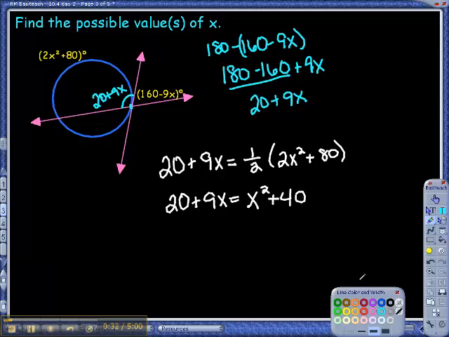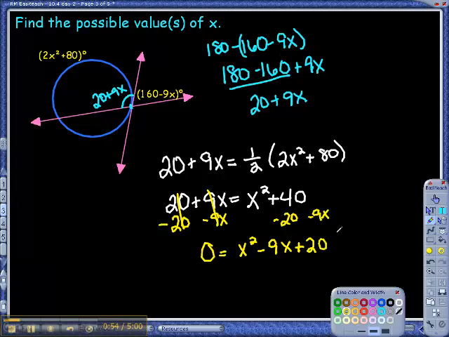Notice that we've got a quadratic equation. So to solve a quadratic equation, we want to set it equal to 0 first. So let's go ahead and move everything over to the same side. So minus our 20 and minus 9x. And I'm going to write it in standard form as well. So we've got 0 is equal to our x squared, then we want to put our x's, so minus our 9x, and then our constants, plus 20.